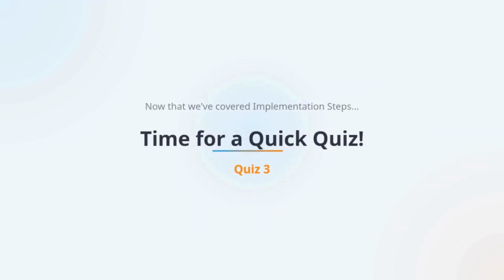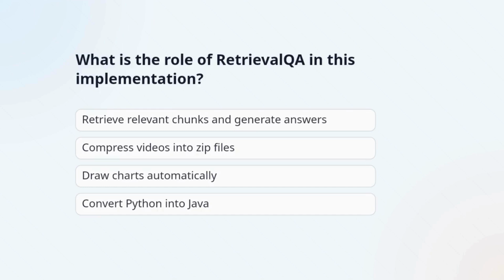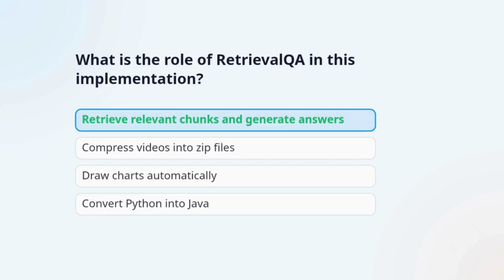Now that we've covered implementation steps, let's test what we've learned so far. Here's quiz number 3. See if you can get it right. Question 1. What is the role of retrieval QA in this implementation? The correct answer is retrieve relevant chunks and generate answers. Retrieval QA first fetches relevant document chunks and then uses an LLM to answer the question.